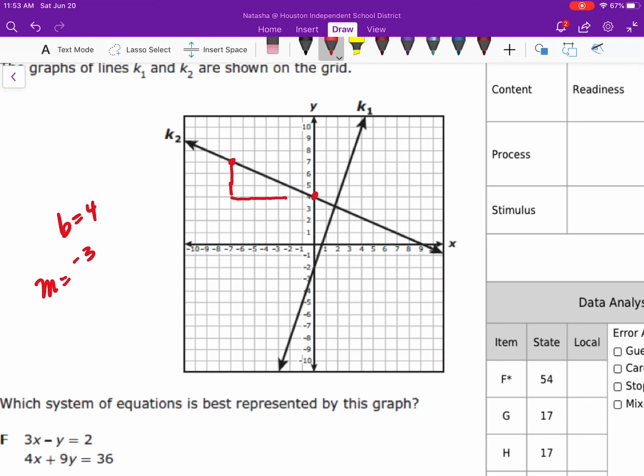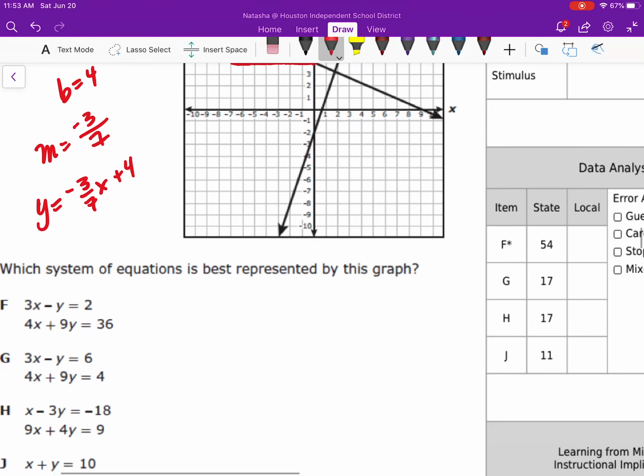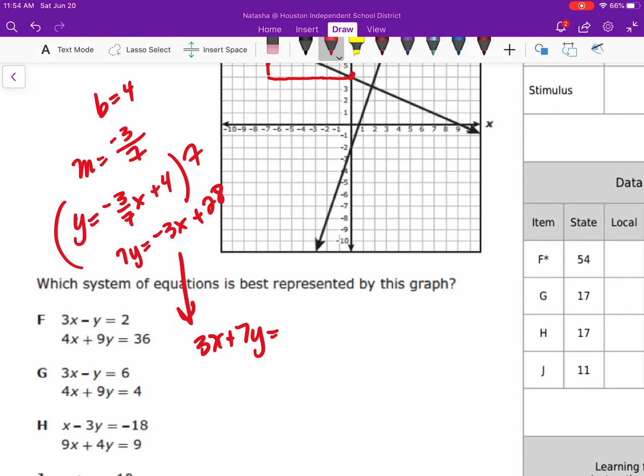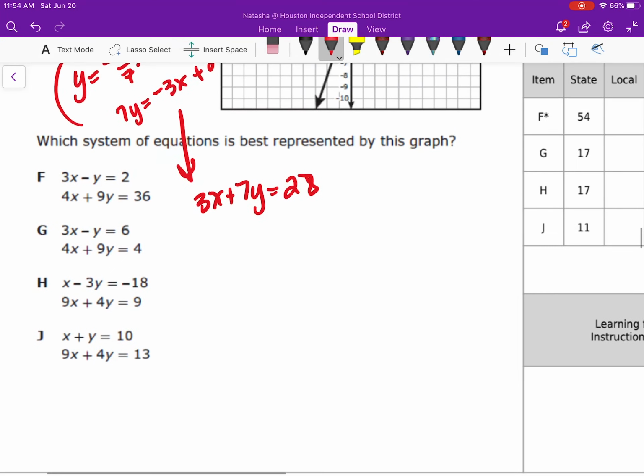And then I have a run of 1, 2, 3, 4, 5, 6, 7. So 3 sevenths. So my equation is going to be y is equal to negative 3 sevenths x plus 4. Okay, all of these are in standard form, so I need to put this slope-intercept form into standard, which means I need to get rid of my fraction. So I'm going to multiply everything by 7. So this becomes 7y is equal to negative 3x plus 28, because 7 times 4 is 28. Now I'm going to move the 3x over, so that becomes 3x plus 7y is equal to 28.